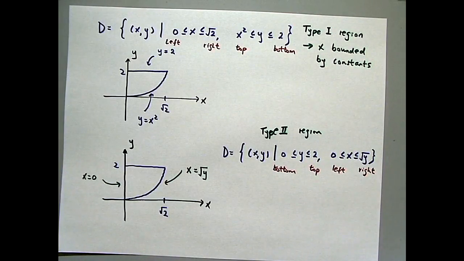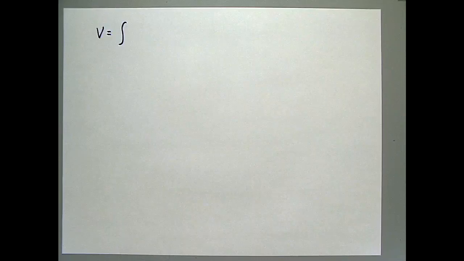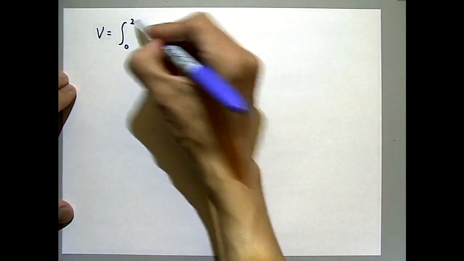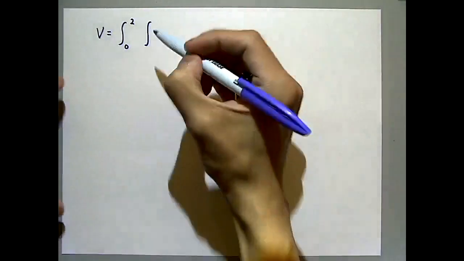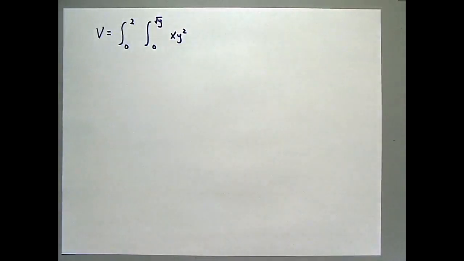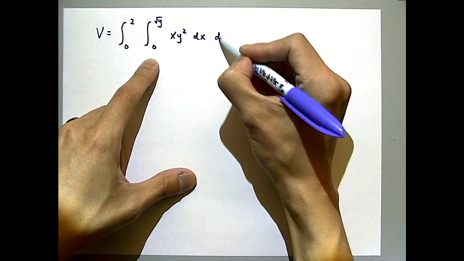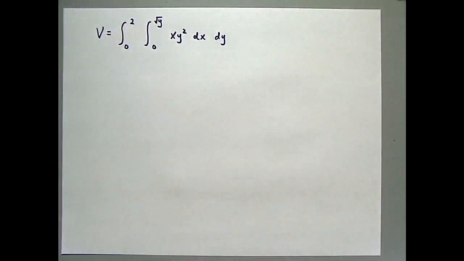Okay, so we can still switch the integration, but we have to do a little bit more work to switch the integration. And let's just do a quick verifying to see that we get the same thing. Okay, finding the volume, this time using the type 2 region here. Remember, the outer integration takes on the constant bounds, 0 to 2. The inner integration can have anything, in this case, 0 to radical y. The surface bounding above that region D is still xy squared. And now we're going to do x first, and then y last, right? Y has constant bounds, so y is going to occur last.